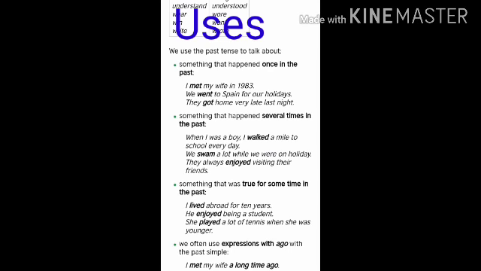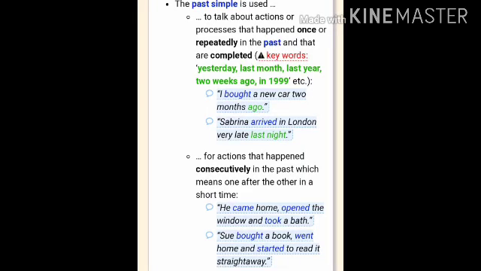I met my wife a long time ago. We went there 2 days ago. I hope this point is clear. Here in the first rule you can notice the keywords which are generally used in simple past tense like yesterday, last month, last year, 2 weeks ago, in 1999, etc. I bought a car. I bought a new car 2 months ago. Sabrina arrived in London very late last night.